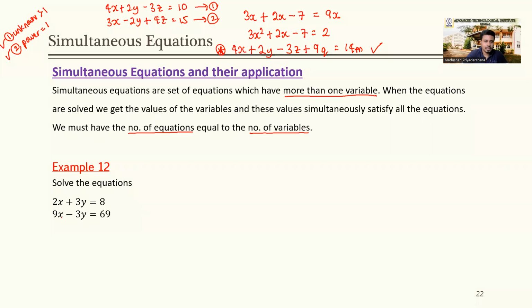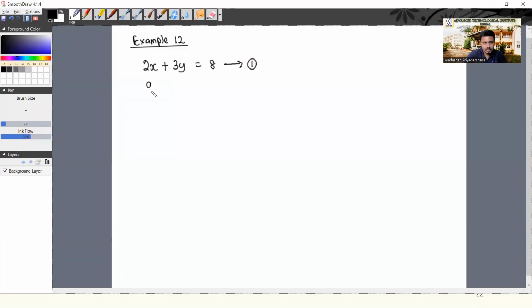Then the second one is what? 9x minus 3y equals 69. This is the second equation. Right. So when solving these simultaneous equations, what should be our approach?